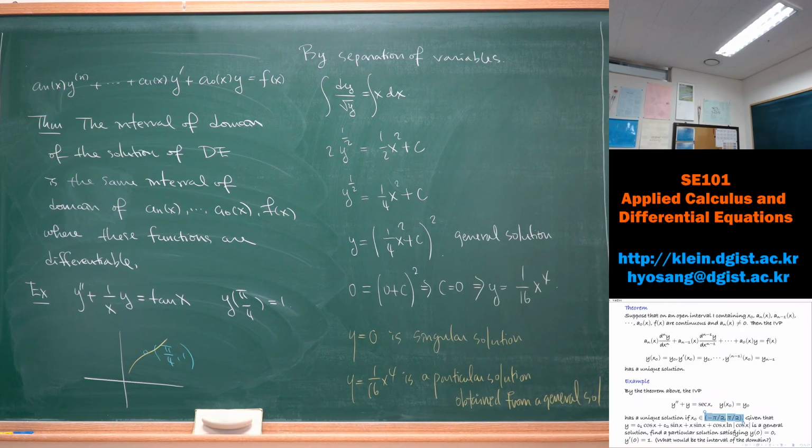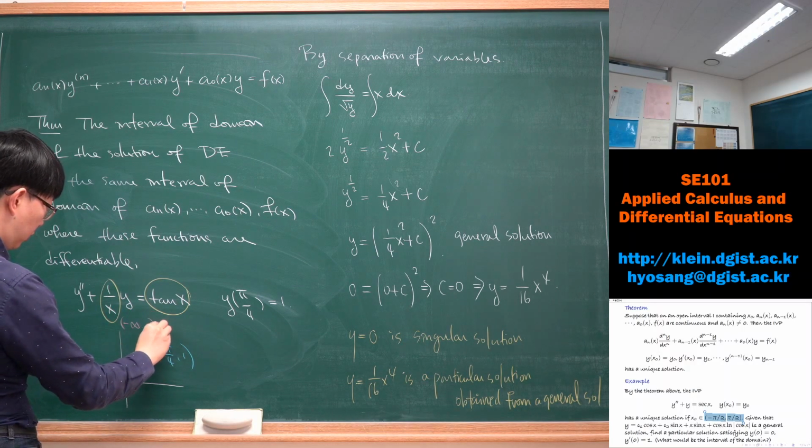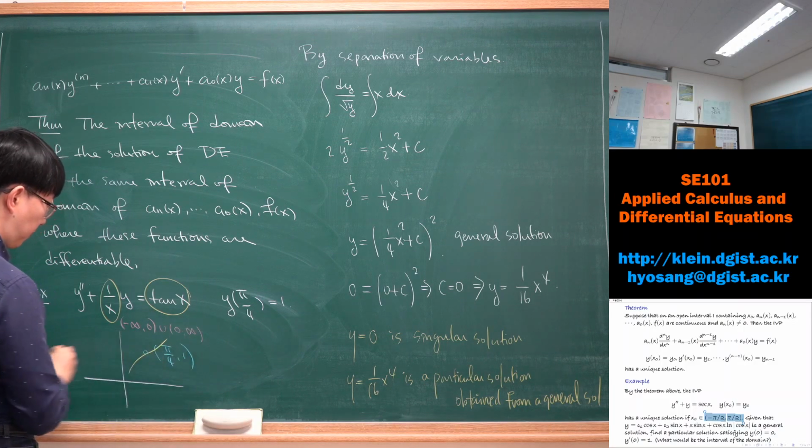Where is the domain of interval? How far can I draw this curve? Now looking at the coefficient functions, this is a0(x) and this is f(x). The function 1 over x is defined on intervals which do not contain 0. So as long as x is not 0, this is well defined. So this domain of interval is minus infinity to 0 and 0 to infinity.